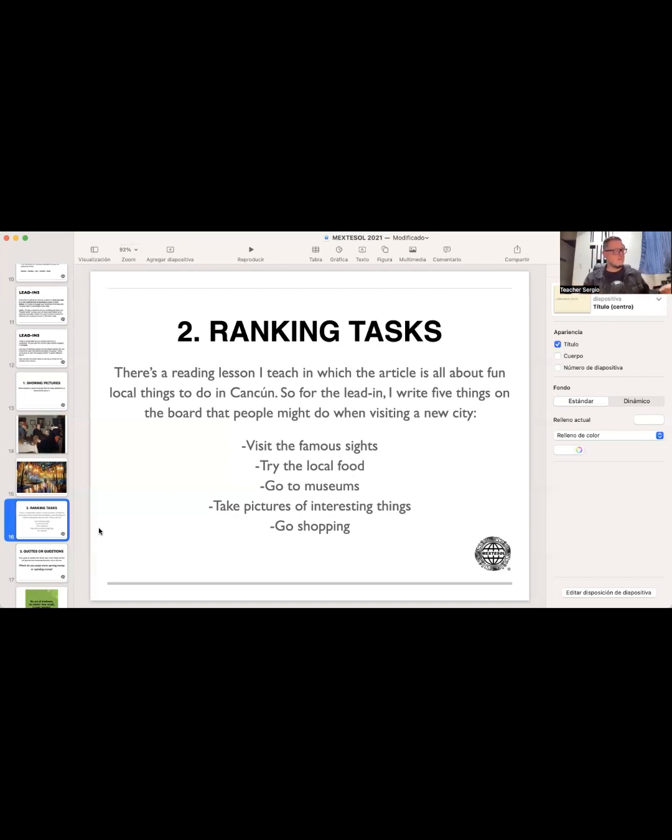Okay. So first of all, I think I will try local food. Okay, what would be second? And the second, I will visit the famous sites. Okay. And the third, I would like to take pictures of interesting things.